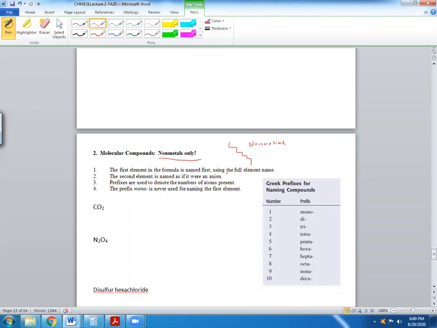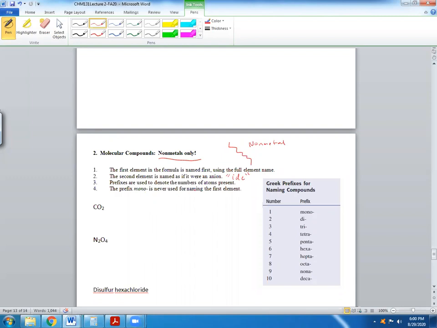What does that mean? It means you add -ide. So you can't just call it oxygen; you have to call it oxide. You have to call it nitride. You have to call it sulfide, phosphide, chloride, whatever it is, just like the monatomic ions.